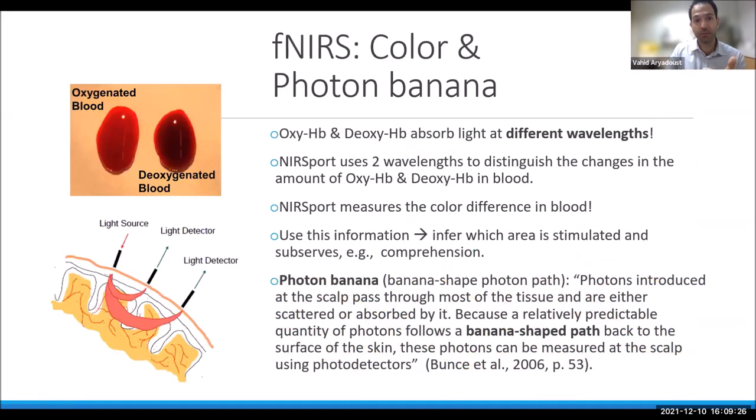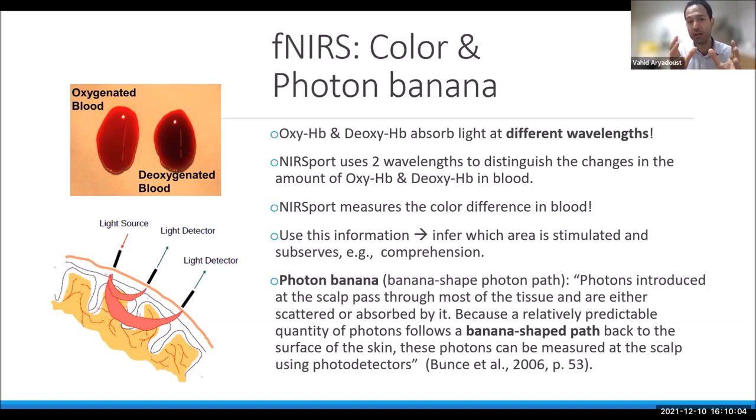Now, there's another concept which is called photon banana. In order to explain this, I quickly want to elaborate on these two terminologies, oxygenated blood and deoxygenated blood. They basically absorb light, especially near infrared light, at different wavelengths. So this is the principle on which fNIRS rests. The machine that we used is a brand called NIRSport that uses two wavelengths to distinguish the changes in the amount of oxygenated and deoxygenated hemoglobin in the blood.